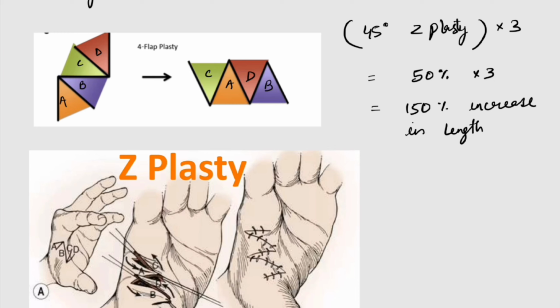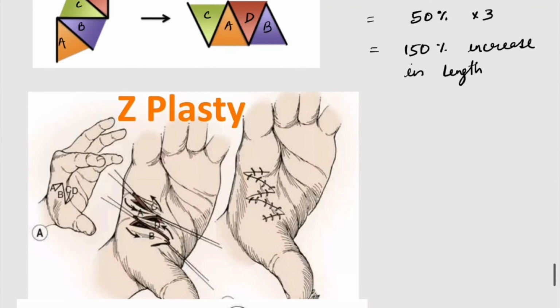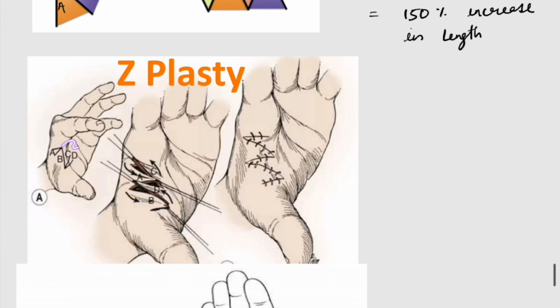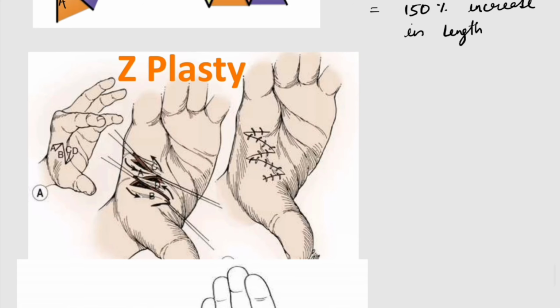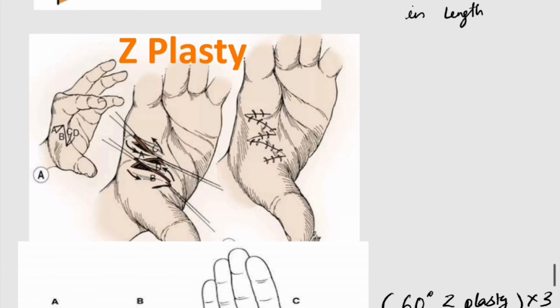So we can remember the sequence properly using the mnemonic Cadbury. Let's see in the image. These angles are 45 degrees and the flap raised are A, B, C and D. 3 transpositions occur and the final flap will appear as C, A, D and B.